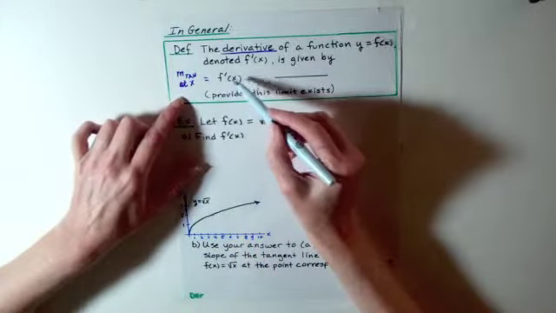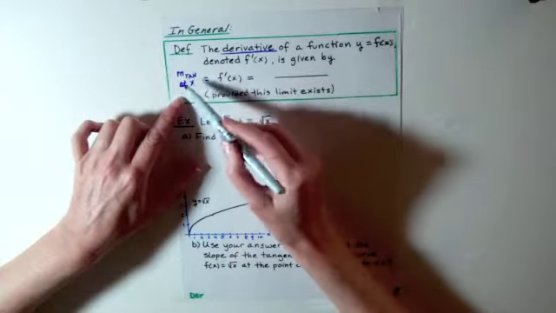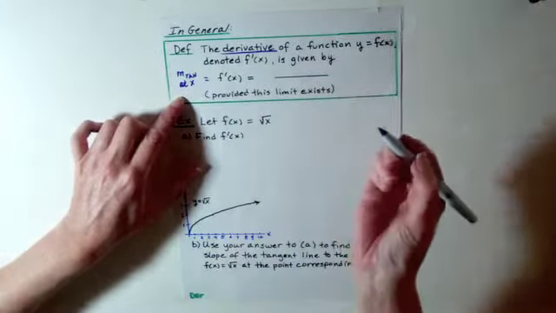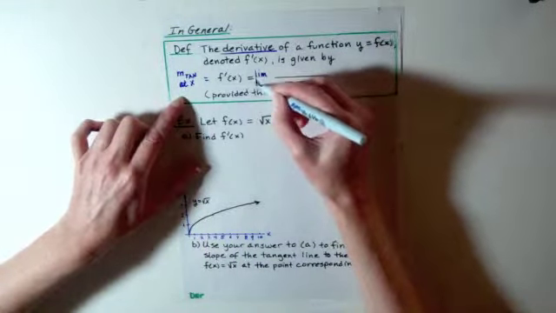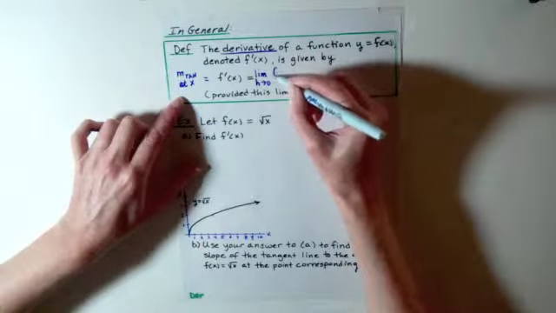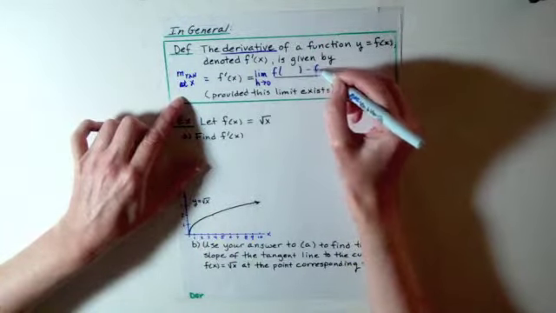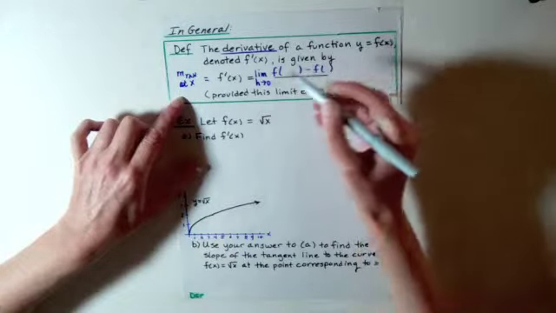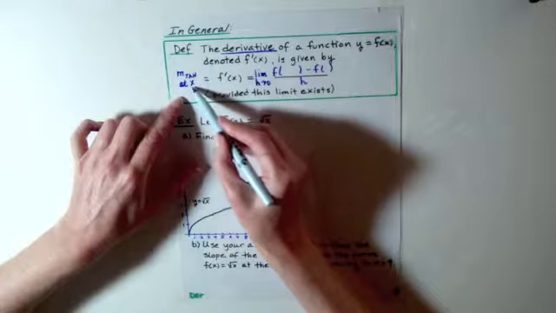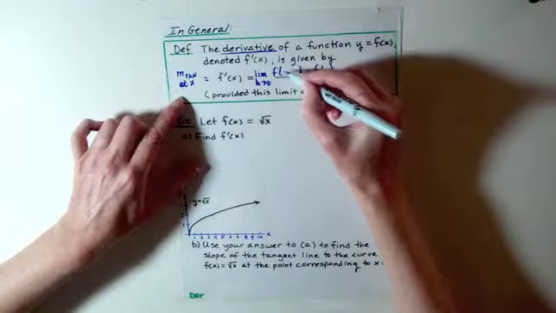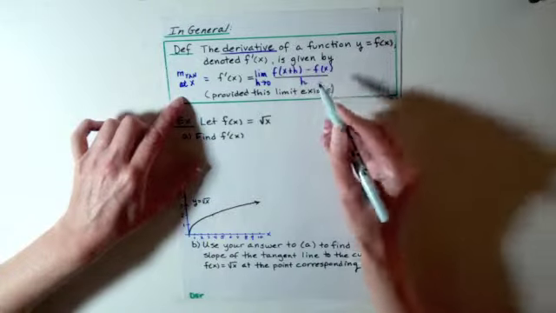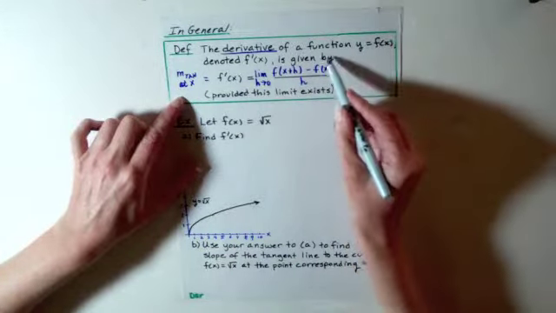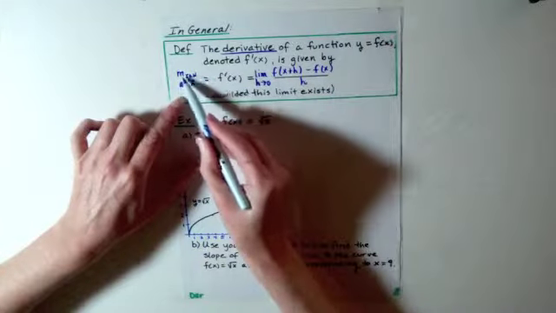So f prime of x is just the notation we use for the slope of the tangent line at x. And what is the slope of the tangent line at x? That's given by that limit formula that we've been using. It's the limit as h goes to 0, and instead of f of a plus h minus f of a divided by h, remember that if we're replacing our a with some unknown value x, it becomes f of x plus h minus f of x, the whole thing divided by h.